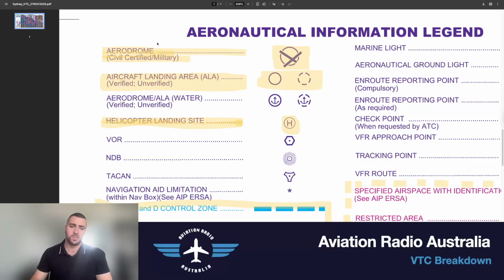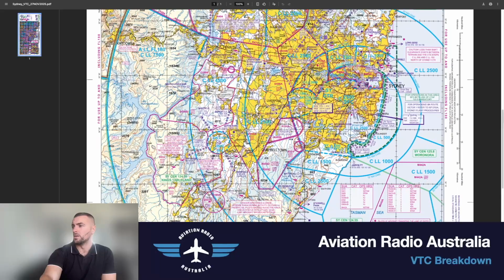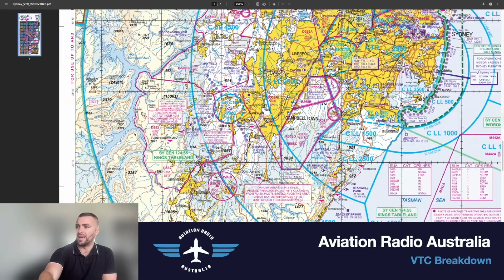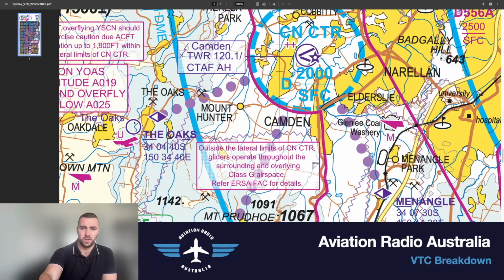Let's pop across to the Sydney VTC and we'll try and find some examples of such aerodromes. Down to the north, the west of Camden, we have a verified ALA known as the Oaks. You can see that there to the middle of the screen and to the left. The Oaks. I'm trying to move my cursor around that. Apologies if you can't see it. So that's an example of a broken magenta circle indicating an aircraft landing area.